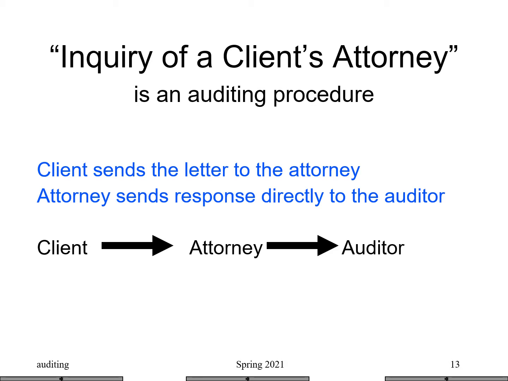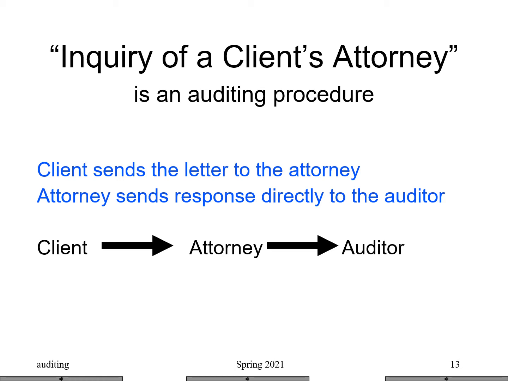There's going to be a lot, of course, of discussion between the client and the attorney if this is a significant lawsuit. The client's not just going to send this to the attorney without talking to them. They're going to ask the attorney exactly how to structure it, how to word it. The attorney doesn't want to walk into court with a document that shows that the client's guilty. So there's a lot of hem-hawing around with the inquiry of client's attorney letter.